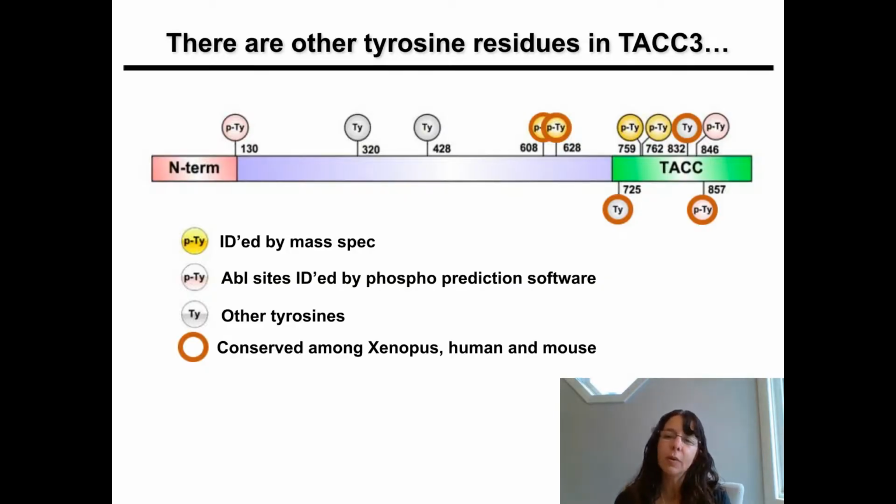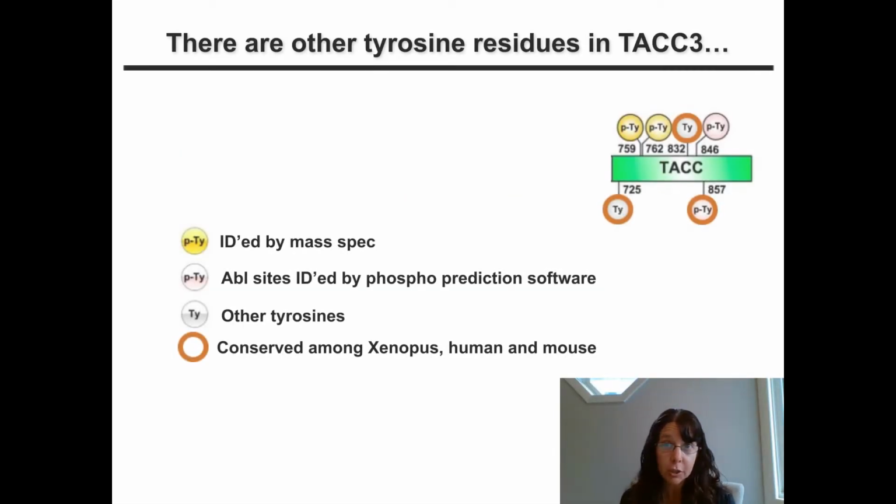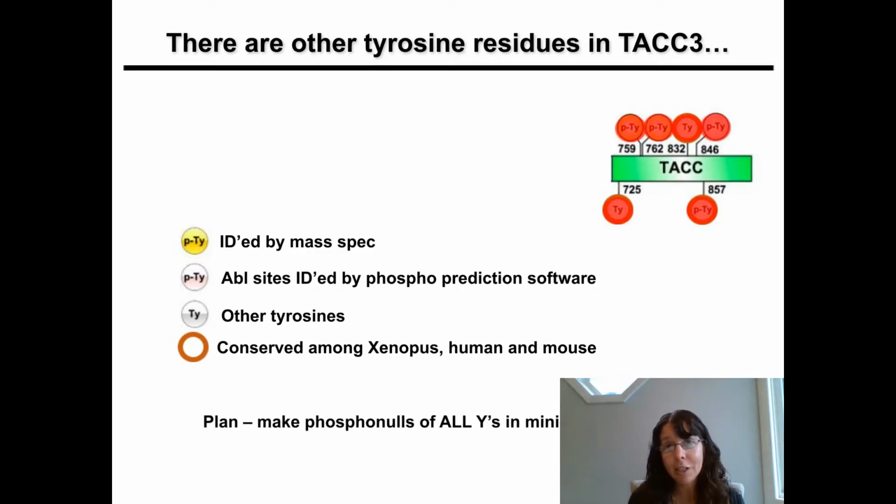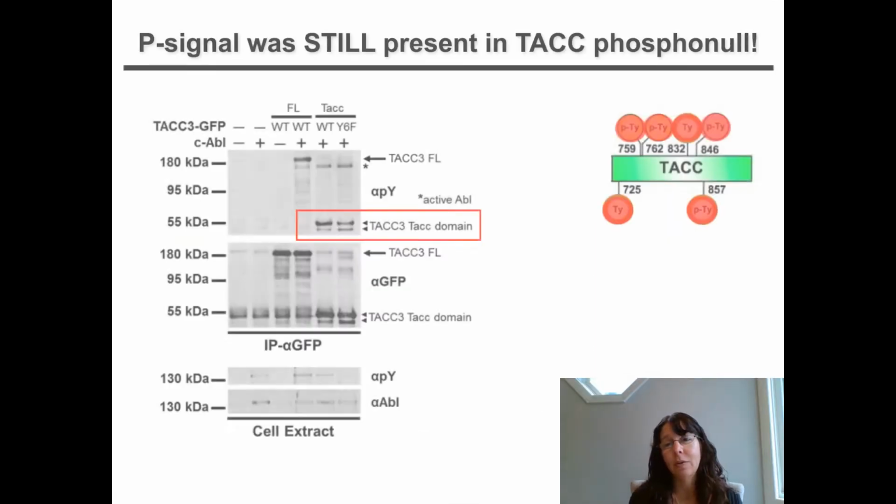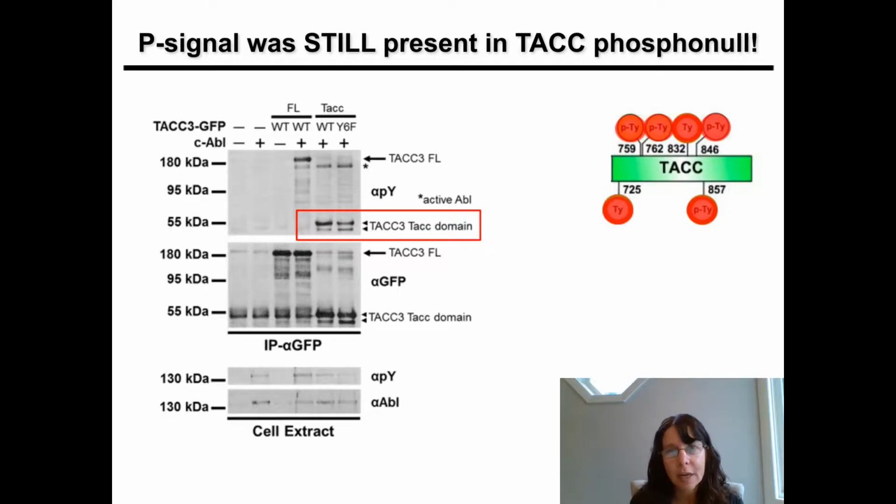So then she decided to focus on just the TACC domain, which is sufficient to drive polymerization, and there are 6 tyrosines there. So she made phosphonulls of all 6. Again, she did the expression analysis and the Western, and she saw, surprisingly, that there was still a phosphotyrosine signal, despite the fact that there were no tyrosines left in TACC. But then she realized that we were expressing GFP TACC, not just TACC.